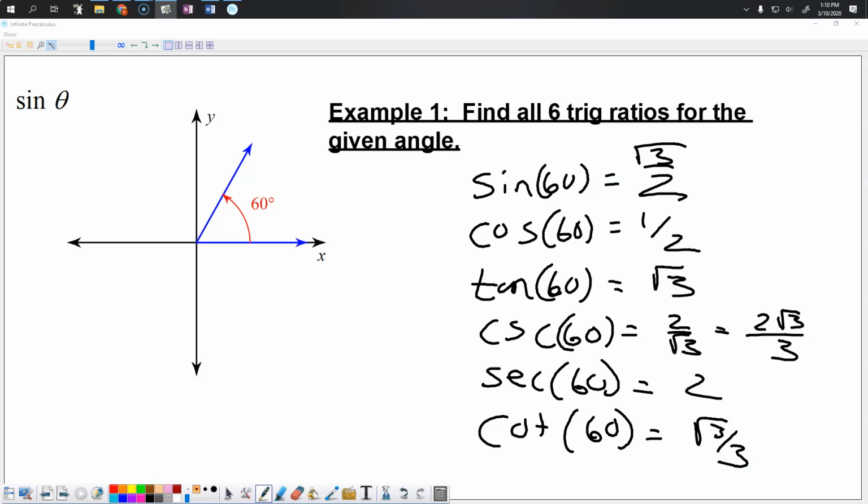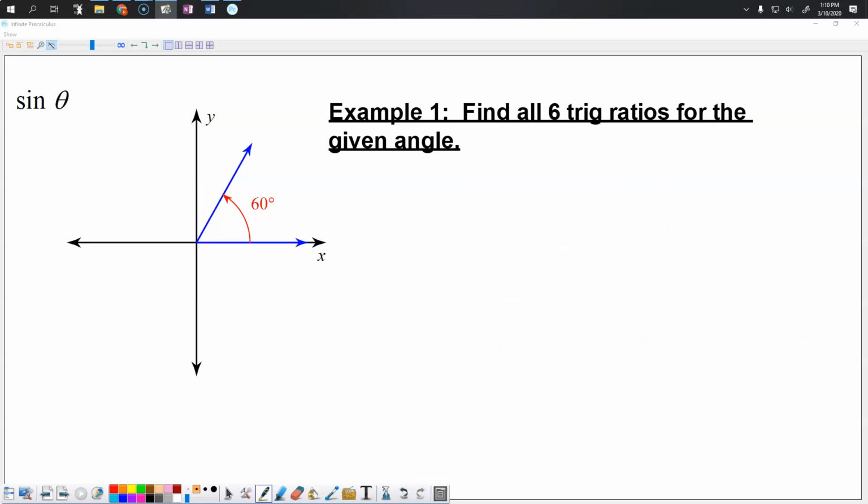All right, so that's how you can find the 6 trig ratios for any angle on our unit circle. Okay, on our unit circle that we actually know already, right? Now, we'll worry about angles that aren't explicitly written on our unit circle later.